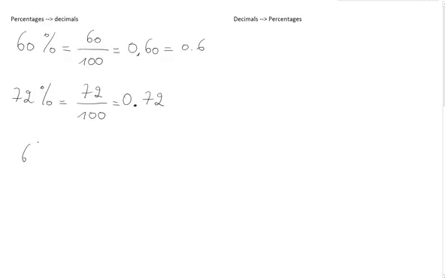Alright, last one, 6%. Writing it as a fraction, that's 6 over 100. So 6 divided by 100, so 6, the decimal starts here. I need to move the decimal place 2 places, so 1, 2. So my decimal is going to be 0.06. And that's it. Okay, now, how do I change decimals into percentages?